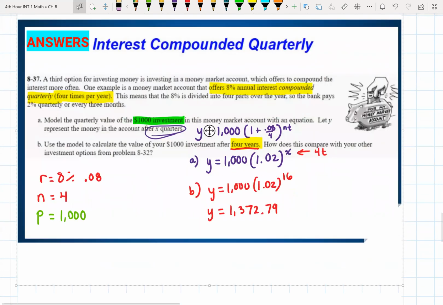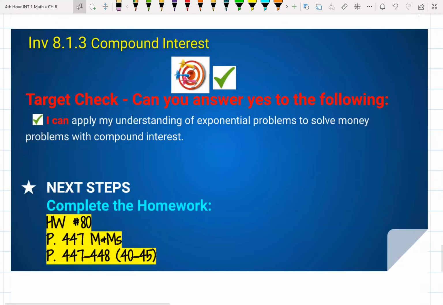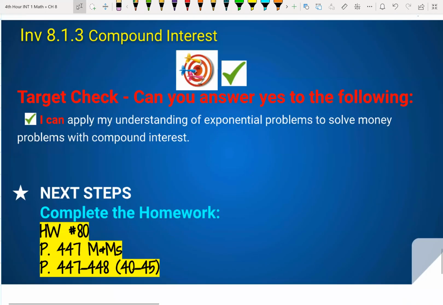That is going to conclude our lesson on simple interest and compound interest, which is our focus today. Remember, compound interest is just exponential growth. It's your money earning money on top of your interest and principal or your initial investment. So, target check. Can you apply your understanding of exponential problems to solve money problems with compound interest?